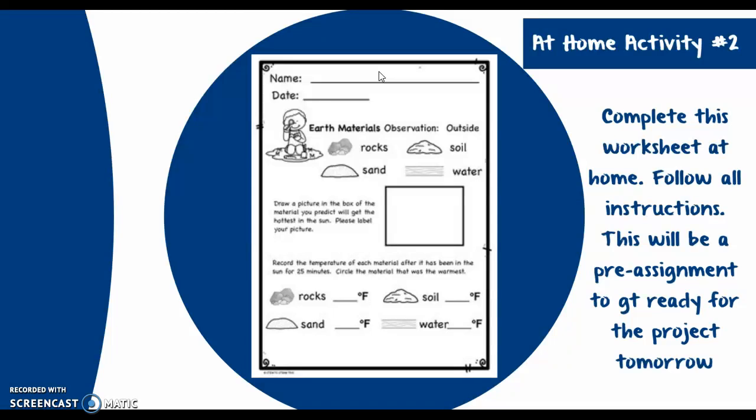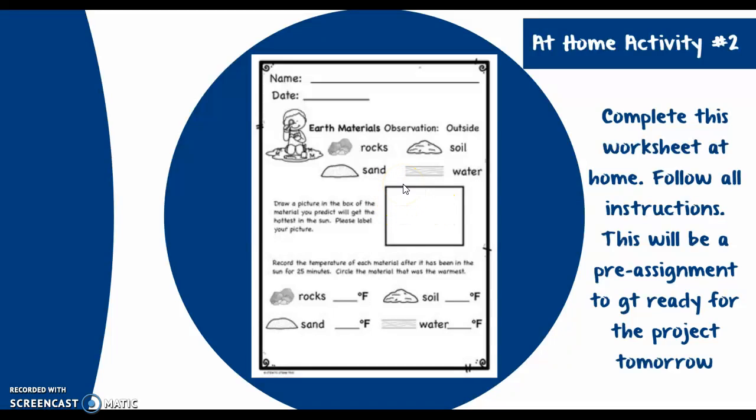For the first part of activity 2, we have 4 different outside objects: rocks, soil, sand, and water. I would like for you to guess which one would get the hottest if it was in the sun all day, and then draw a picture of that object in this box. Make sure to label your drawing by writing the word of the object you chose to draw.